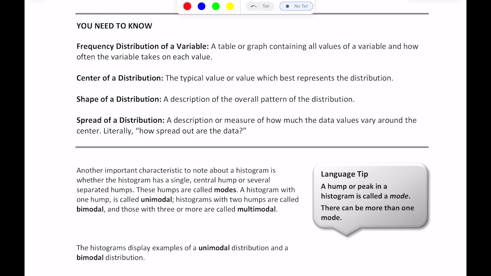We actually will look at specific concrete values for center, and there's appropriate and inappropriate times to use certain centers, so we'll talk about that. The shape of the distribution is a description of the overall pattern, so you've got skewed right and left, uniform, and bell-shaped, which we also know as normal. And then the spread is a description or measure of how much the data values vary or change around the center. So how spread out, from what value to what value. Again, we're going to get very specific and mention concrete values that will quantify that word spread.